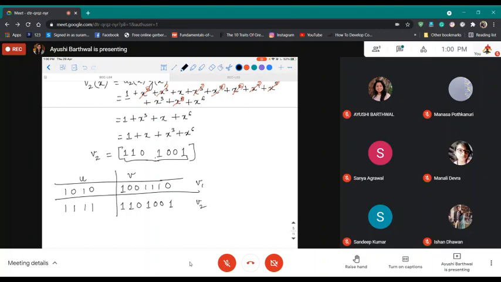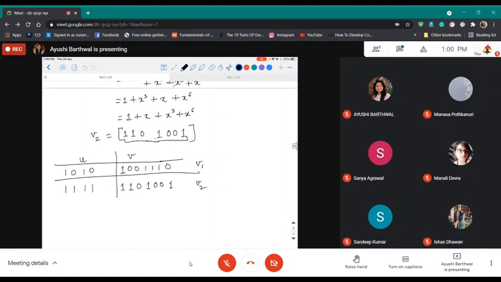If you shift them, I can say that v2(x) is equal to v1(x) shifted. How many times is it shifted? Three times, I think. They shifted 3 times, so they are following the cyclic property.